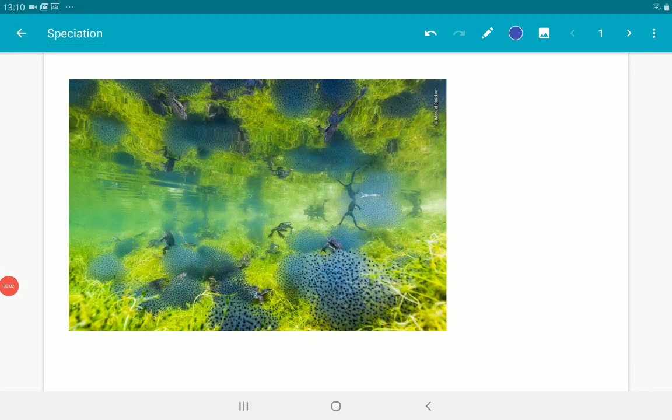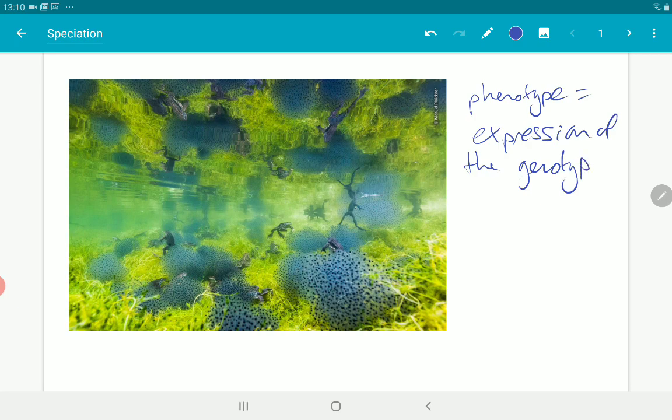But now I hope you're beginning to see organisms as the phenotypic sum of the expression of their genotype and their lifetime interaction with their environment. Phenotype equals the expression of the genotype, in other words, the complete set of alleles that an individual's got, and the genotype's interaction with the environment.